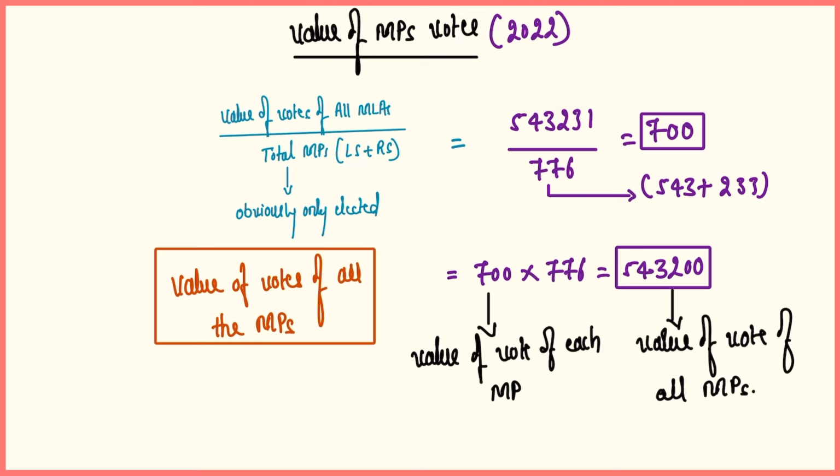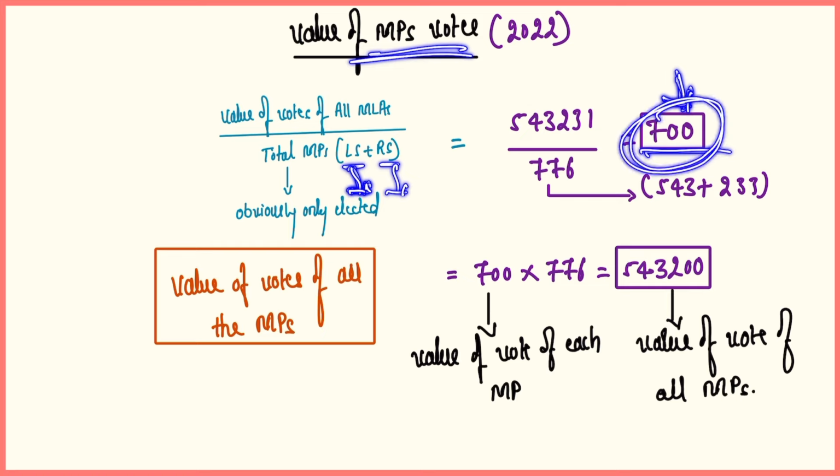Now, how many MPs are there? Total strength of Lok Sabha plus Rajya Sabha, if we exclude the nominated, is 776, right? 543 in Lok Sabha, 2 are nominated, that is Anglo-Indians, but this has now been removed, right? 233 in Rajya Sabha. So total elected MPs in Rajya Sabha and Lok Sabha included are 776. So when we divide the value of votes of all MLAs by the total elected MPs of Lok Sabha and Rajya Sabha, the value of each MP is 700. So this is the value of each MP. Both Lok Sabha and Rajya Sabha, there is no difference in the value of the MP of Lok Sabha and Rajya Sabha.